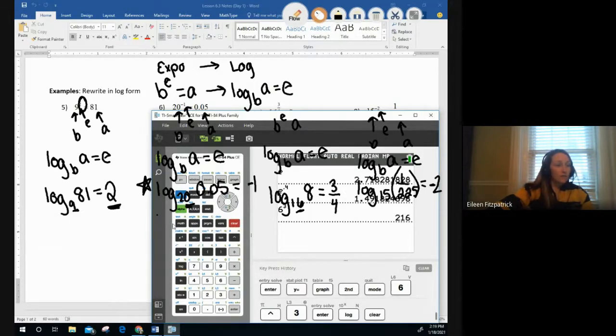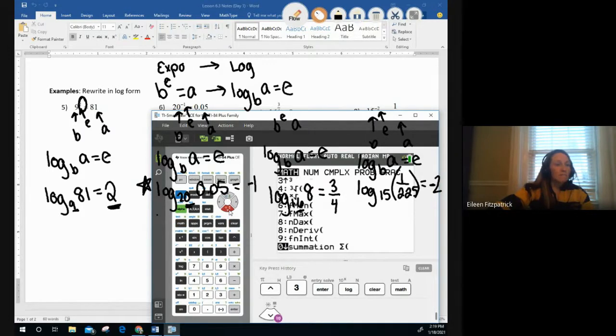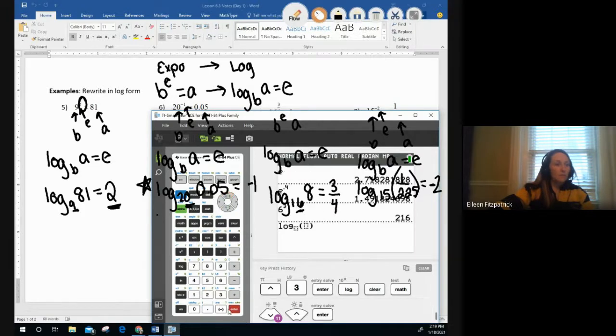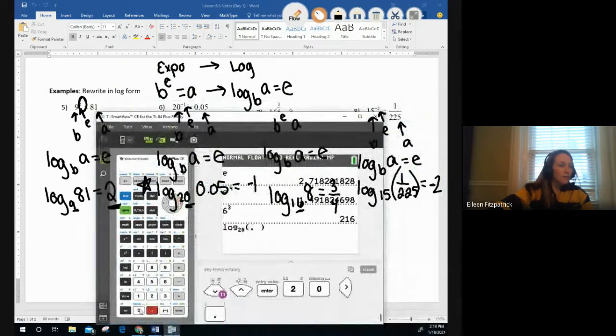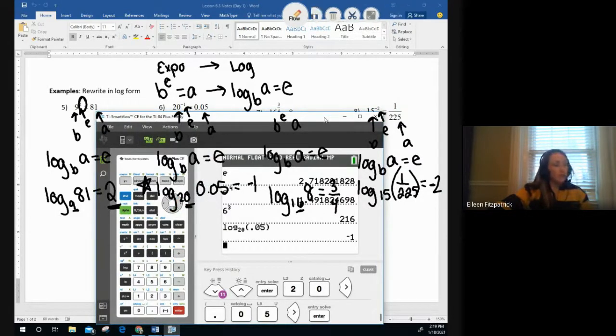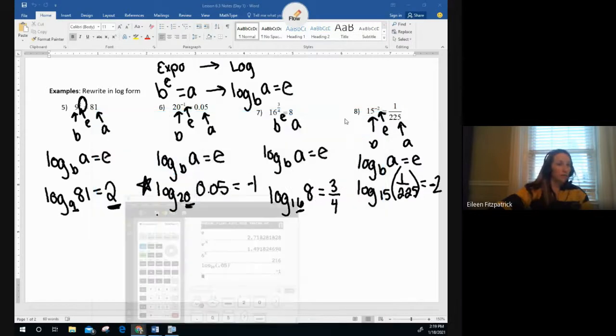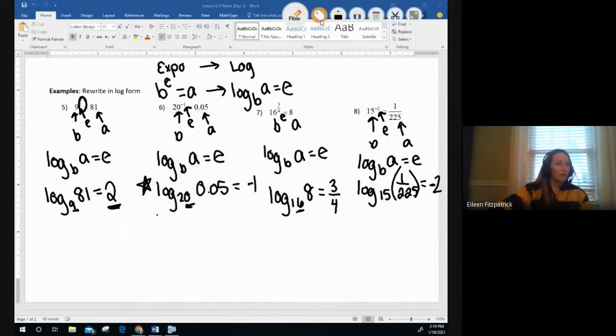So if I need a different log, I'm going to hit math and I'm going to scroll down to log base. And that's going to let you put in whatever base value you need. So log base 20, and then 0.05. And I should get -1 as the answer when I push enter. And I do get -1. So you could double check that you set them up correctly if you want to use your calculator to do so. Okay.